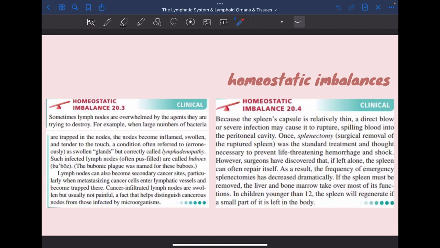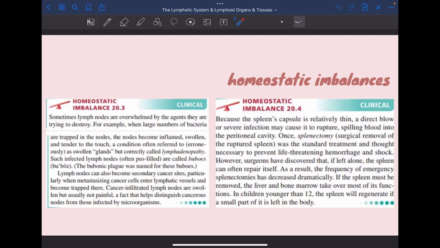It can either be inflamed and infected and tender to the touch, and we call it lymphadenopathy, or it could be a secondary cancerous site where it's going to appear as a swelling of the lymph node, but it's not painful, and that is the way to distinguish it from the infected one.